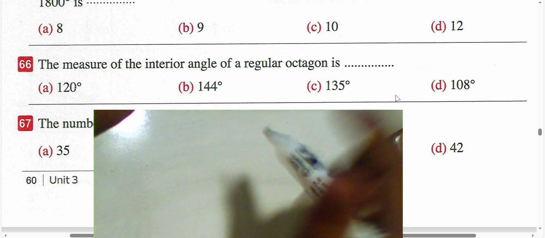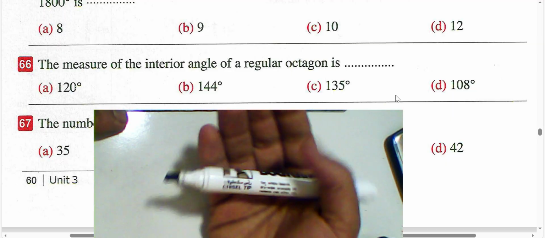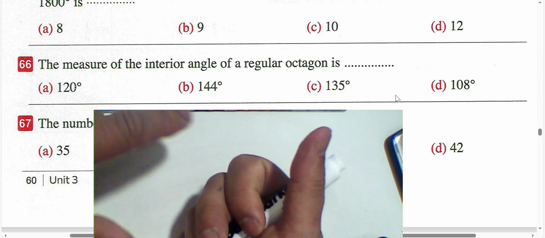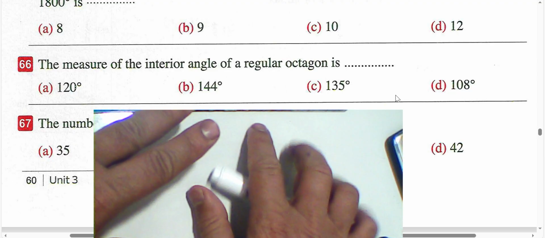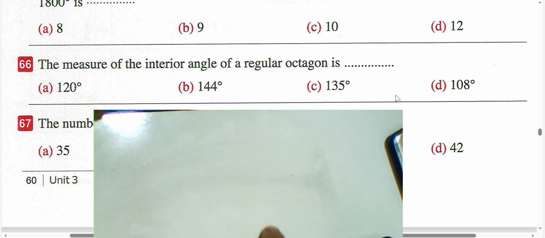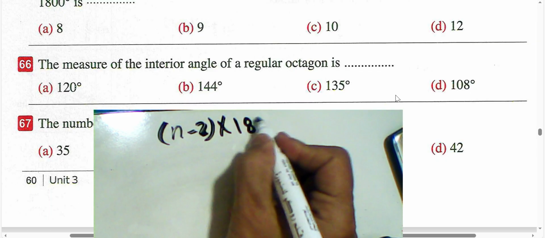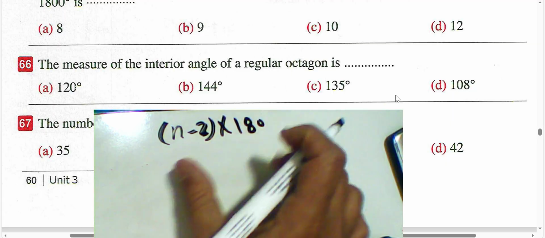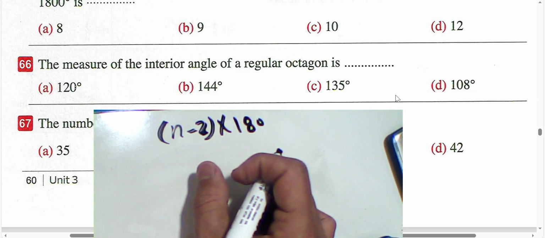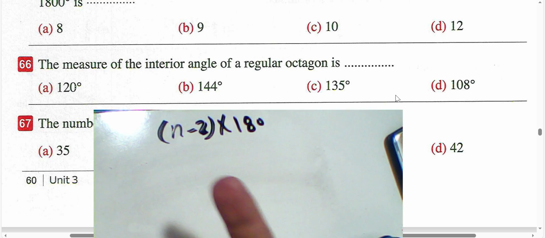Next question. The measure of interior angle of a regular octagon. We have pentagon, hexagon, heptagon, octagon. Octagon means the polygon has 8 sides. Then we can use the rule (n minus 2) times 180 to find the total of all the angles in an octagon. And we have regular, this regular. Okay, we want to find the measure of the interior angle of a regular octagon.